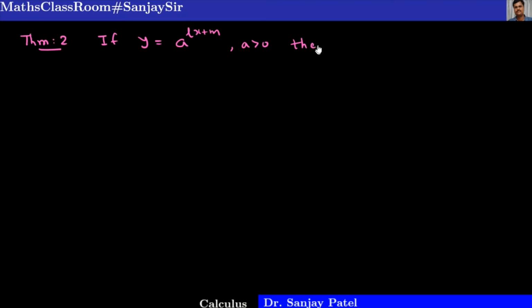Then prove that y_n is equal to l raised to n into log of a to the base e raised to n into a raised to lx+m for every n belongs to N. Remember, here n is involved in this statement. So we want to prove this for every n belongs to N.